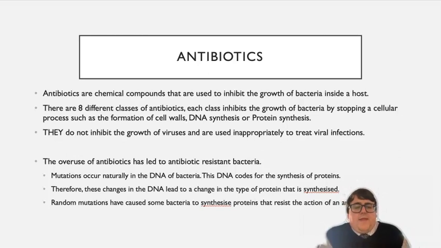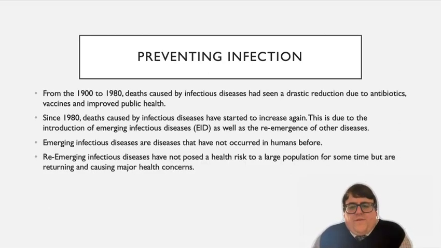Only a little bit left of this PowerPoint. We're going to push ahead for one video. So preventing infections. From around the 1900s to the 1980s, we had a drastic reduction of deaths caused by infectious diseases because of antibiotics, vaccines, and because of increased public health. But since 1980, if we look at trends, and we'll look at these in class a little bit, we've started to have the number of deaths caused by infectious diseases creep back up.